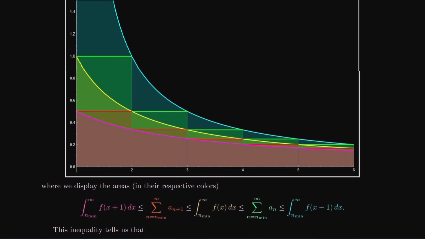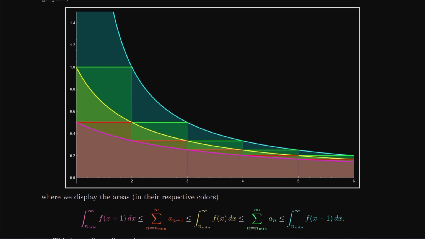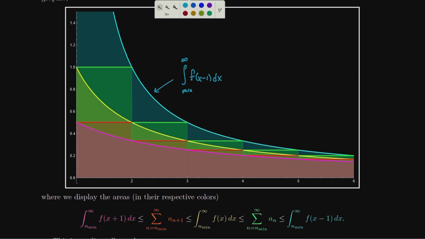Let's go back to this really pretty picture that I have here. This is a visual representation for why the integral test works. We should think about the area that is on the far right side. This is really the area from some minimum value to infinity of f of x minus 1 dx. And then directly below that, we happen to have really a sequence or a sum from some minimum value out to infinity of a sub n. And then directly below that, we happen to have an integral from some minimum value to infinity of a function of x.